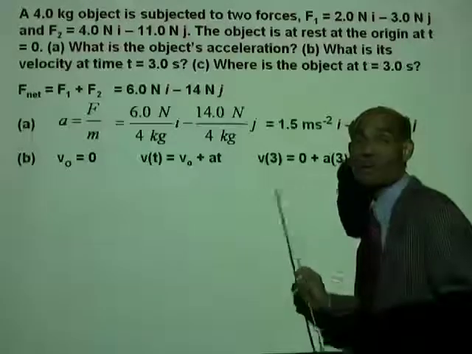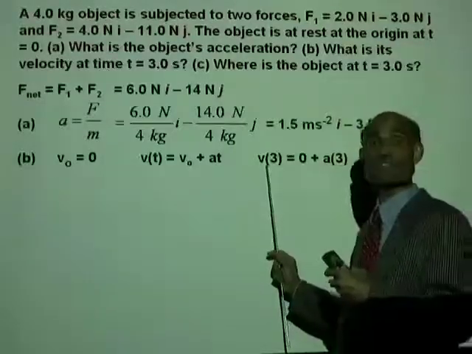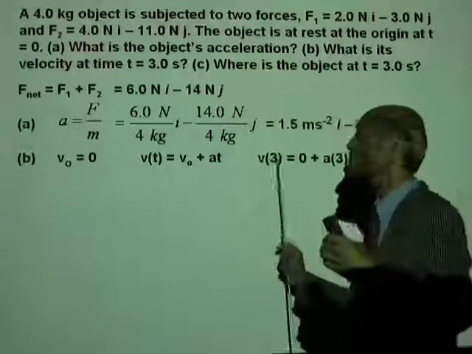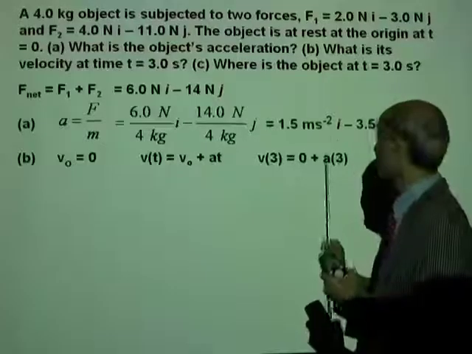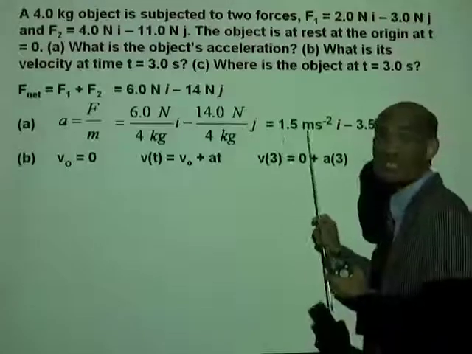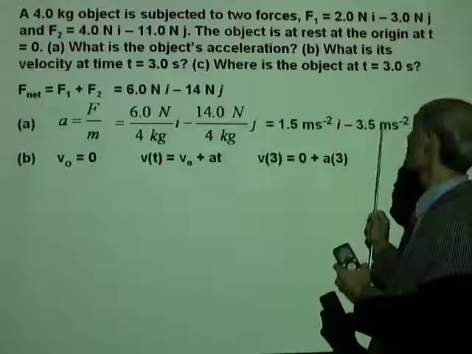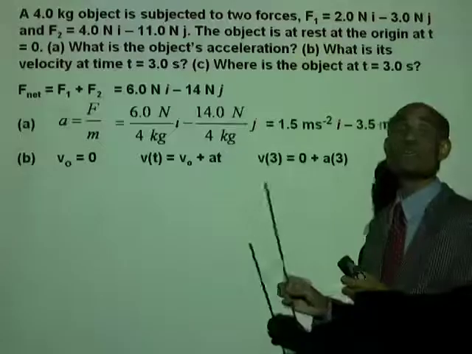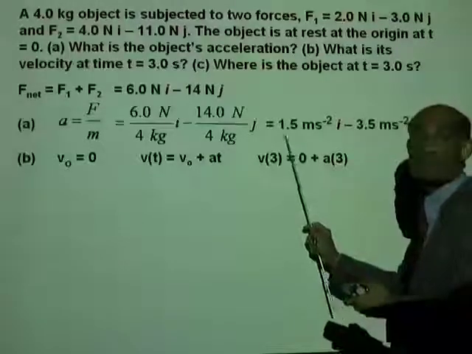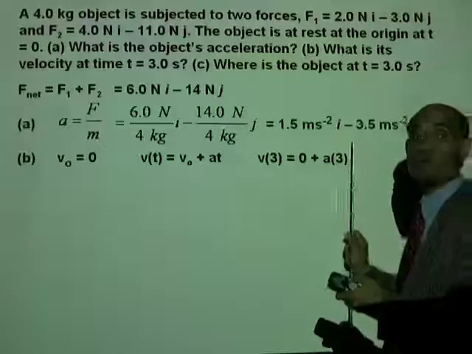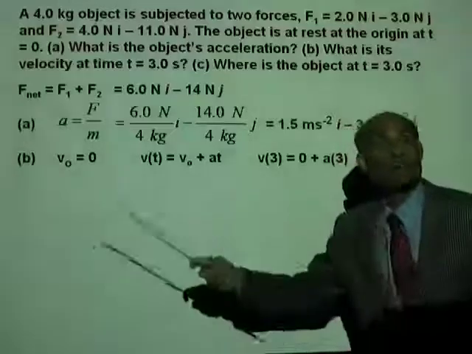Now, V of 3 is V0, which is 0, plus a times 3. Now, V of 3 has an x component and a y component. What does V of 3 stand for? Velocity at the end of 3 seconds is acceleration multiplied by 3. When you use the x value of the acceleration, that will be the x velocity. If you use the y value, that will be the y velocity. And we can write it together. In other words, if this is the acceleration in component form, multiply that by 3, you will get the velocity in component form.